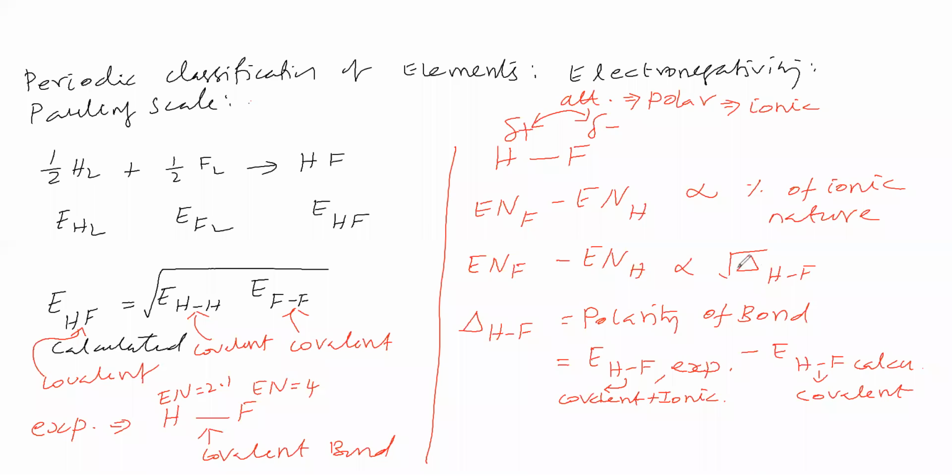The square root of delta HF is directly proportional to the electronegativity difference. Therefore, the electronegativity of bonded atom A minus the electronegativity of bonded atom B is equal to the proportionality constant 0.208 times the square root of delta AB. Delta is called the polarity of the bond. Delta is in units of kilocalories per mole.